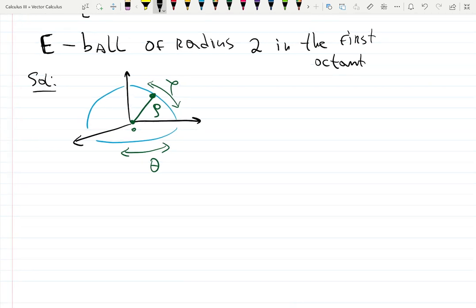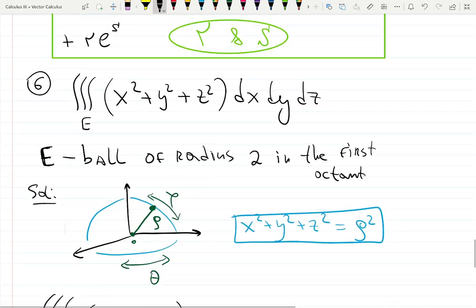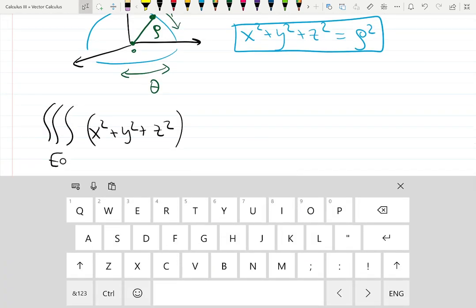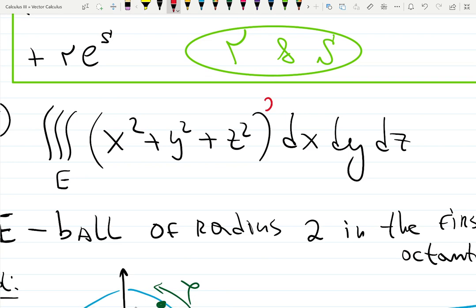We need to remember 3 important things. The formula x squared plus y squared plus z squared gives you what? Rho squared. So this will be important, especially if it's multiple choice. Don't lose that part. And the tail of the integral. So let's write it down. Integral over E, x squared plus y squared plus z squared. Everything was squared, was it? Oh, it was squared. Sorry about that. It will be more interesting if we do that.